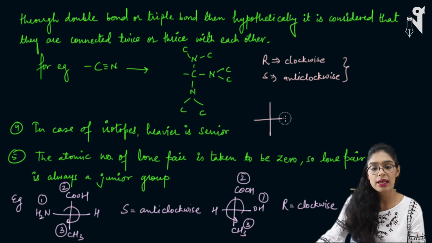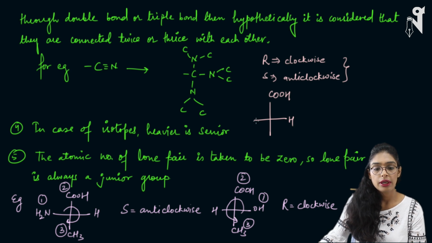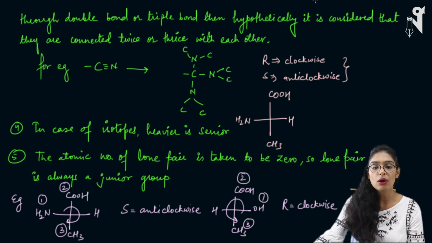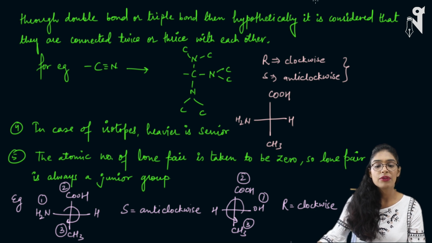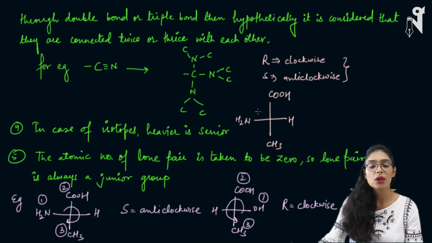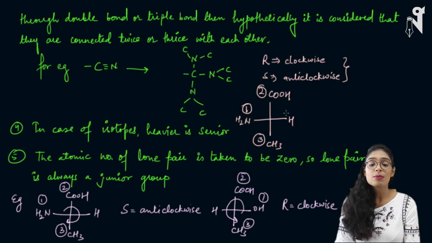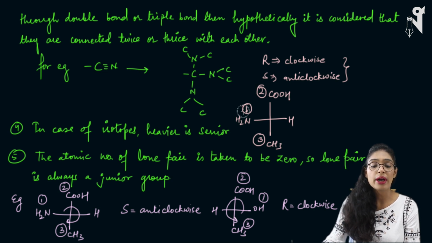Let's say I have taken this example as COOH, hydrogen, NH2, and CH3. Now we have to give the priority. Which one will get the highest priority? This nitrogen will get the highest priority, then comes the comparison between COOH and CH3. COOH will get the higher priority, then CH3, and the least is the hydrogen, right? So now when you look at this molecule, I have 1, 2, and 3 like this.